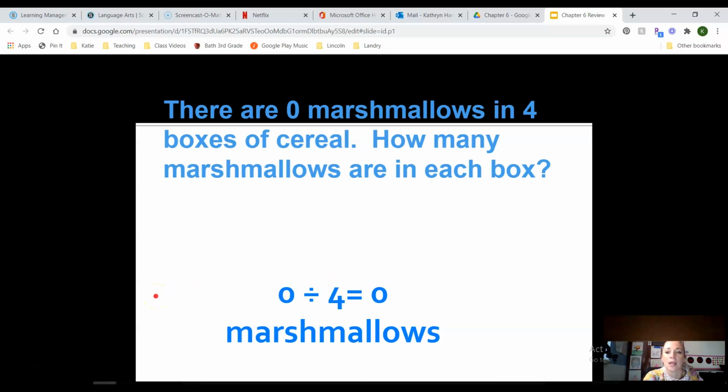All right, kiddos. I hope this helped you review for your test. If you were unsure, make sure that you're practicing your multiplication facts because that will help you greatly with your division. We will review again tomorrow, and then you will take your test the next day.